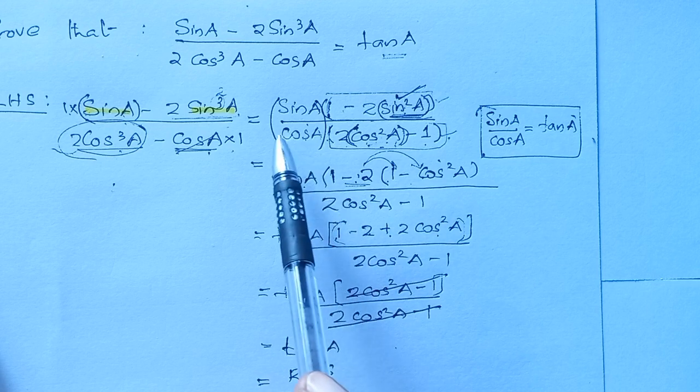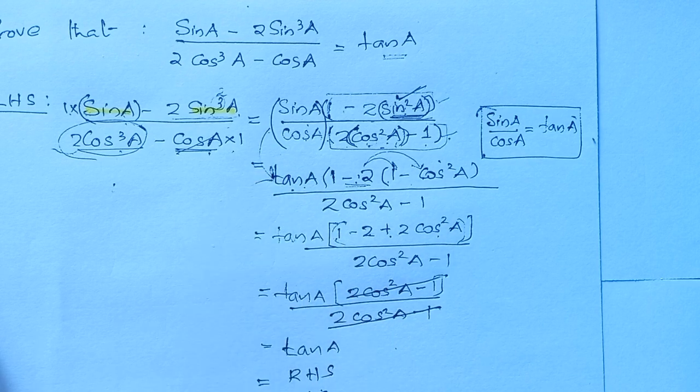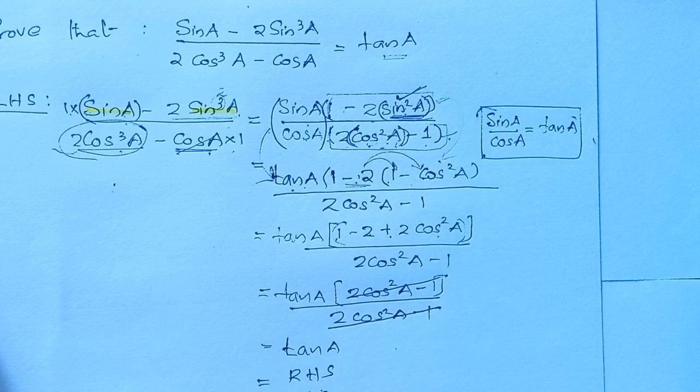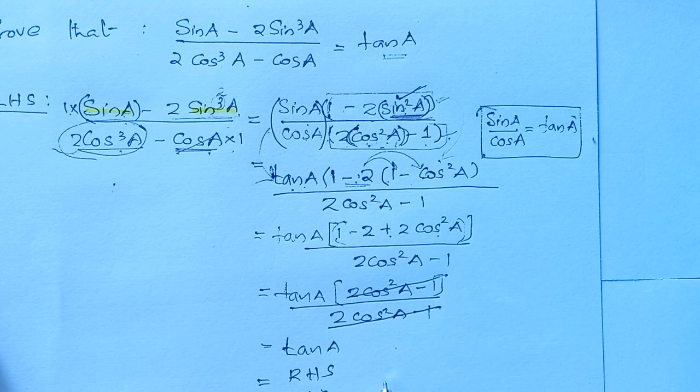That is, sin A by cos A is converted as tan A, and sin square A is converted as 1 minus cos square A. Remaining all the calculations were our basic mathematics.